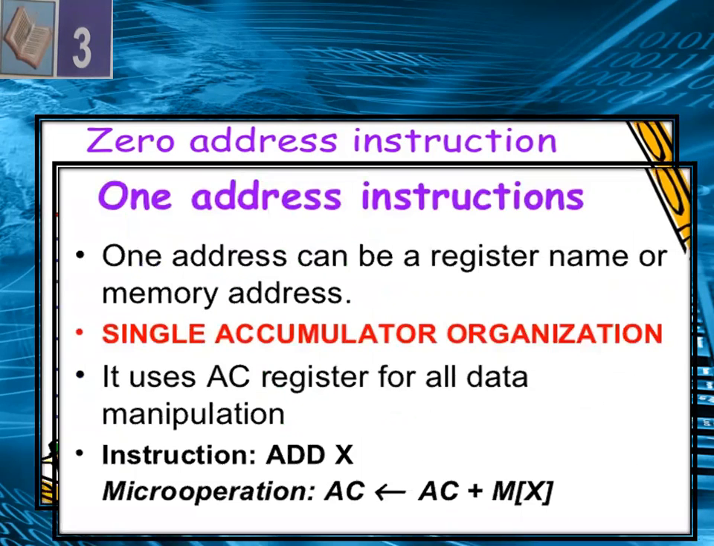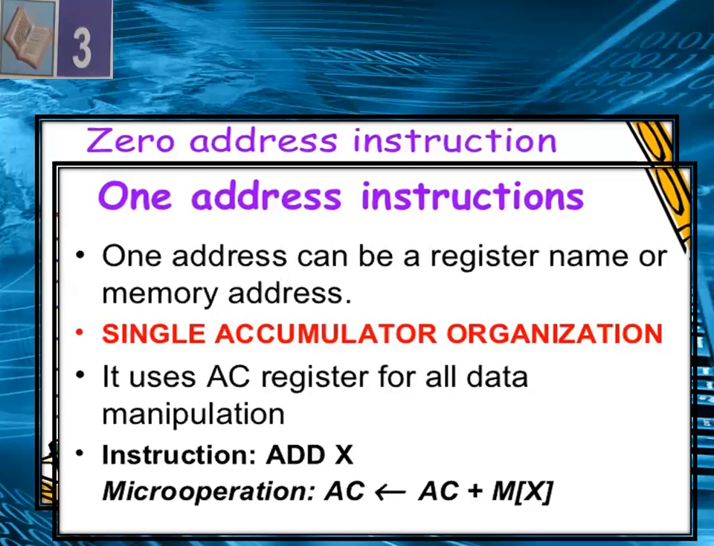Then we have 1 address instructions. The 1 address can be a register, name, or memory address. In the single accumulator organization, it uses the AC register for all data manipulation. Suppose add X. Add is the mnemonic, the operation, and X is a register. The micro operation is AC = AC + M[X]. So here we have an accumulator register that is used to hold one memory address and transfer your data. A 1 address instruction format requires 1 opcode and 1 operand.